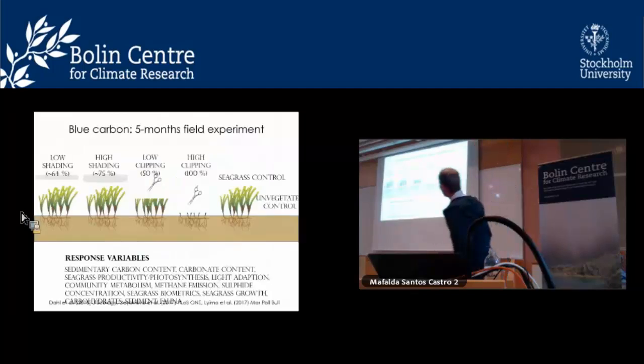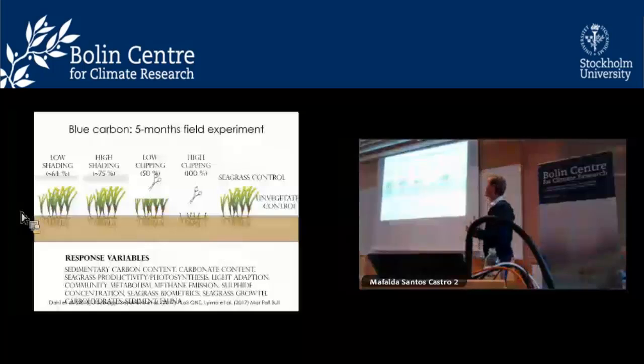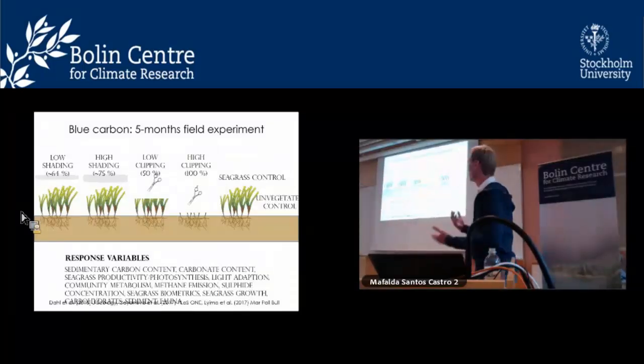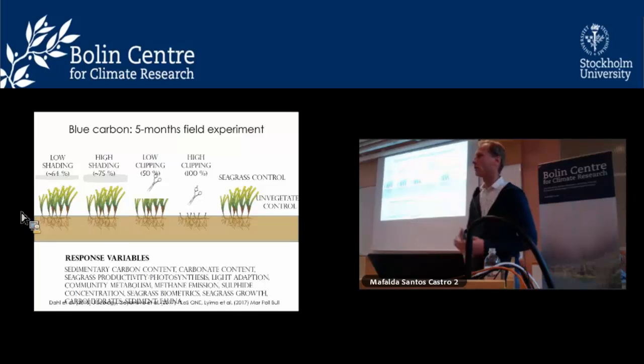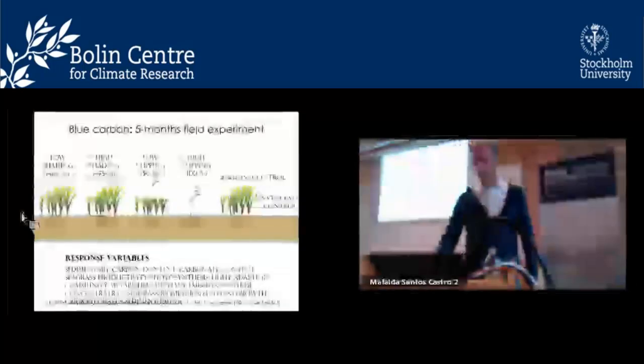Then we have done testing of the disturbance effect on blue carbon. We did a 5-month field study, or my PhD students did a 5-month field study, on Zanzibar, where we looked into the effects of shading and clipping. It's mimicking the disturbances on seagrasses around the world, like eutrophication and sedimentation, which is mimicked by the shading, and clipping is more of an overexploitation of some of the important animals, like from overfishing and through the cascade effect.